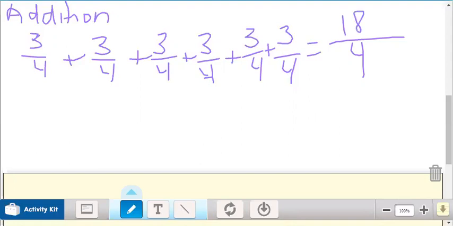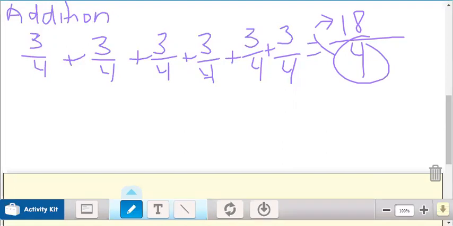Fourths. Okay, just like Mrs. Cassett said, you can either leave a fraction as a mixed number or you can leave it as an improper fraction, okay? So right now it's an improper fraction. Let's take it one step further. How many times can 4 go into 18?